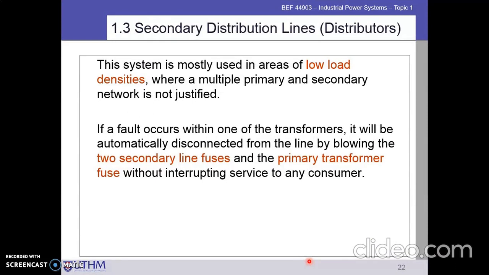The system is mostly used in areas of low load densities where a multiple primary and secondary network is justified. If a fault occurs within one of the transformers, it will be automatically disconnected from the line by blowing the two secondary line fuses and the primary transformer fuse, without interrupting service to other consumers.